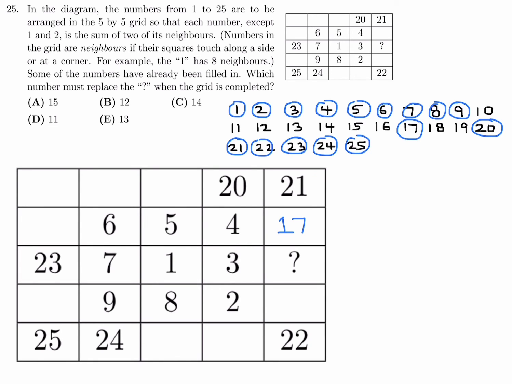All right. Now let's go anywhere else. Is there some guarantee here? And I think in this corner right here. 25 has to be made somehow with its neighbors, and it only has 3 neighbors. This guy, and this guy.